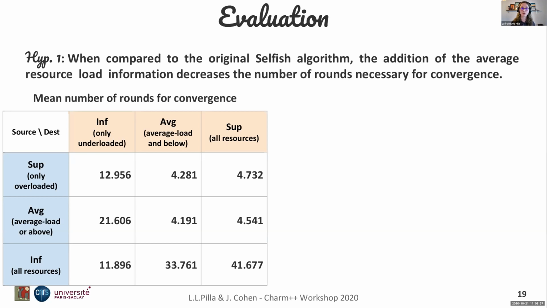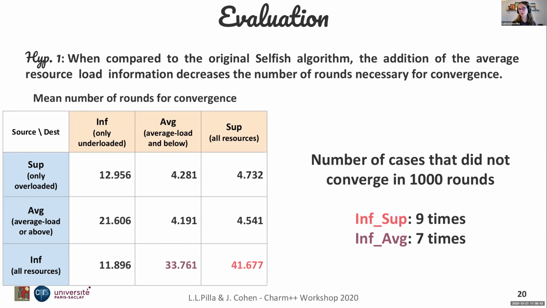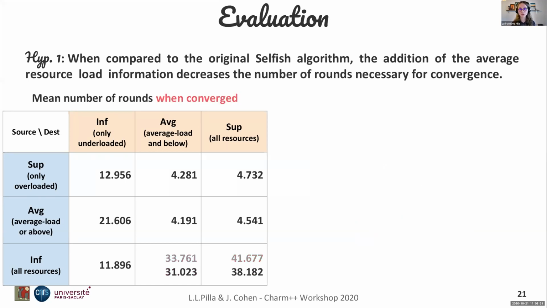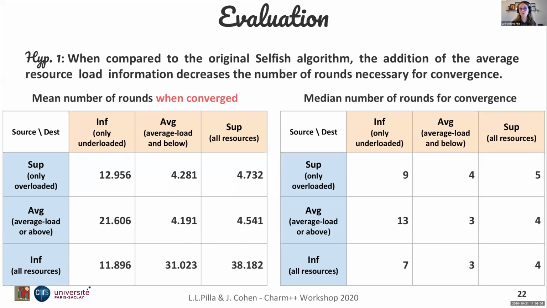When we look at the details, we also discovered that there were some cases where the algorithms did not converge in 1,000 rounds, especially for the original selfish algorithm and for one of the other variations. We discount them when computing the average. We see that the average decreased, but not much, and we still see a difference. But the mean of a bunch of values doesn't mean much in the general sense for us. For instance, if we look at the median number of rounds for convergence, it tells us a slightly different story. If we look at the first column, where the destinations are set only to be the underloaded resources, the median number is actually higher than the number that we have for the original selfish algorithm. So in a sense, there's more to be investigated here. We cannot just base everything on the mean.